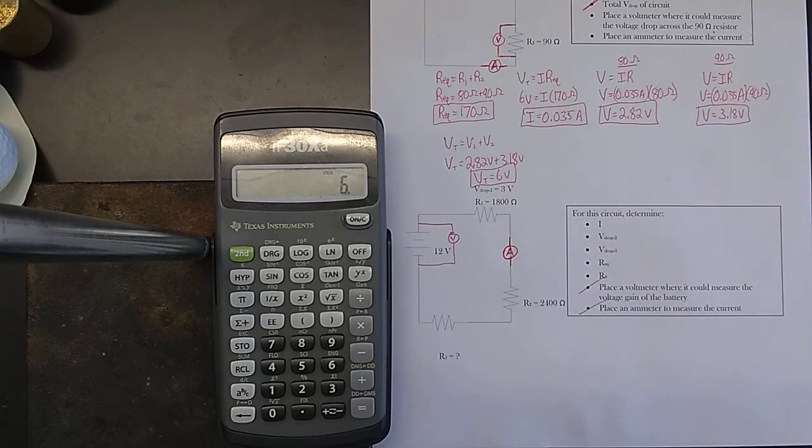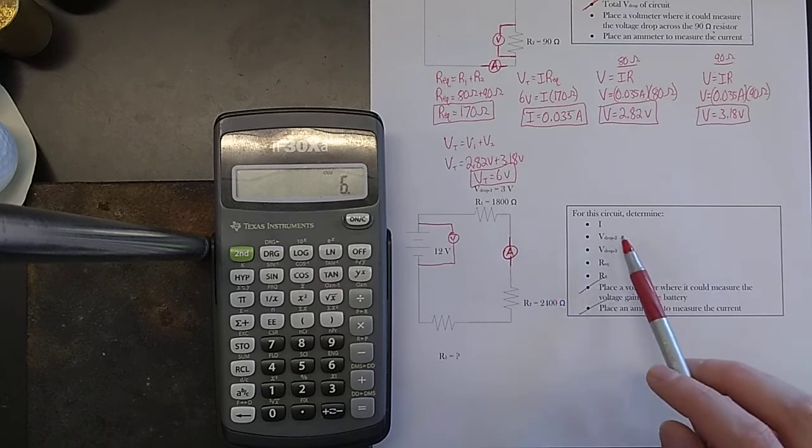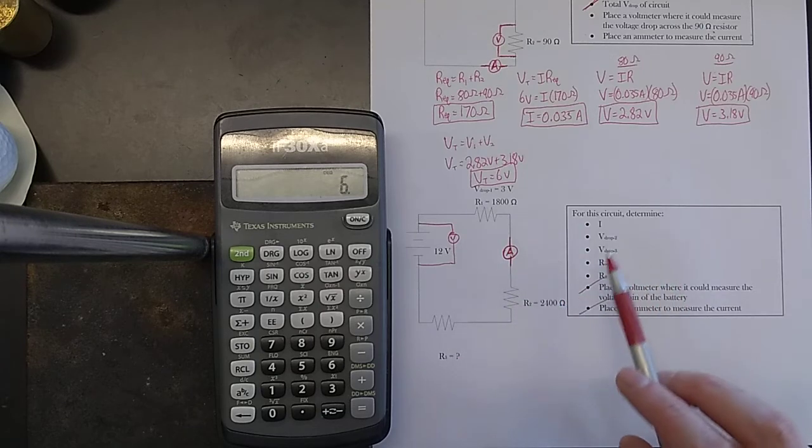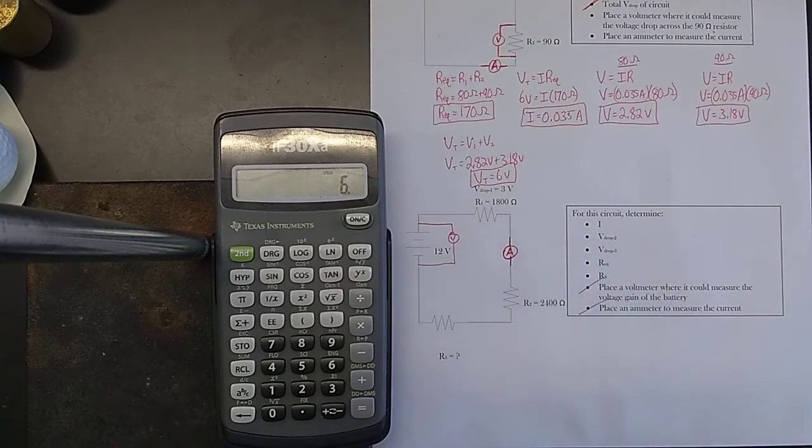Now, how are we going to solve the rest of these? Well, a lot of these we can't quite get to yet. We can't find REQ because we just don't have enough information yet. We can't find V2, V3. What we can find at first is I. Now, how are we going to find the current?